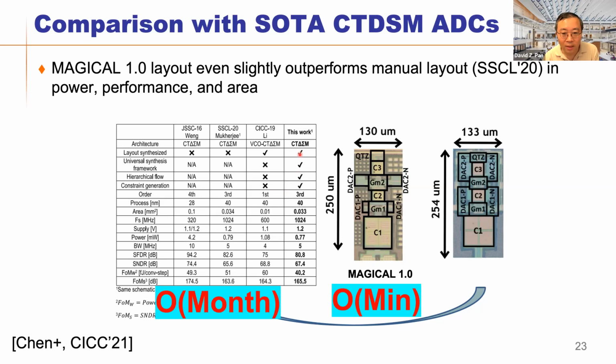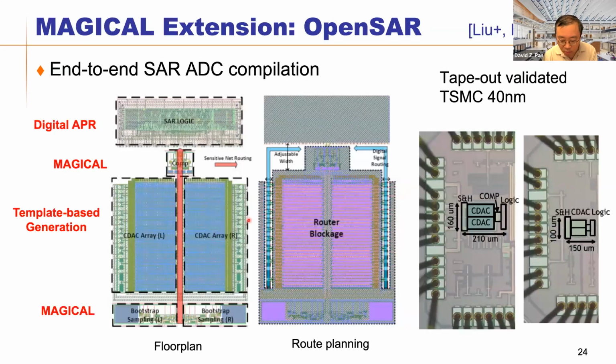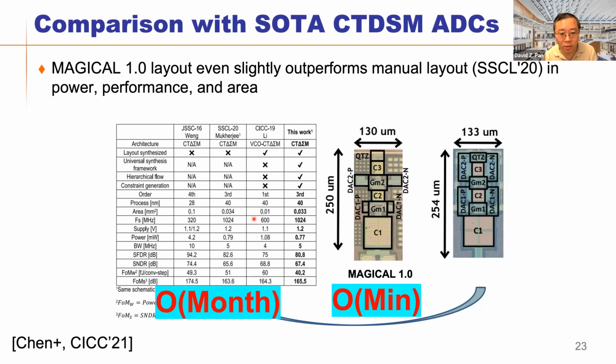Now if you look at the performance between this and this column, they are actually pretty similar. To a certain extent, our automatic layout even gets slightly better on some metrics, for example SNDR, but slightly worse in SFDR. But anyway, overall the figure of merit is very comparable or even better.